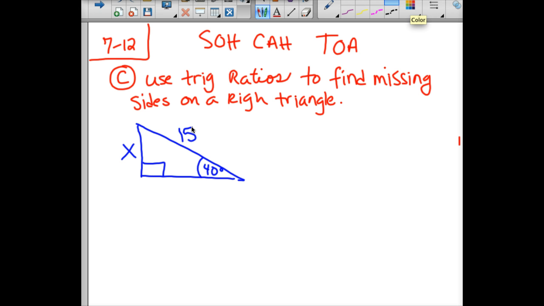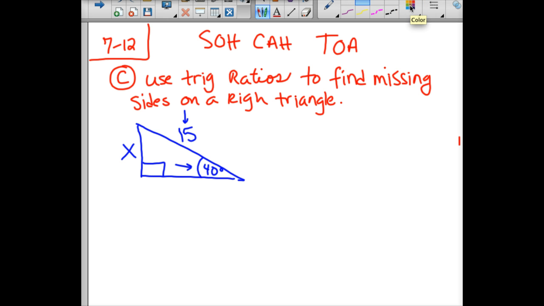The question's going to be, how can I have only one side of a right triangle and be able to figure out the other sides? And the answer is you can't unless you know one of the angles. Now if I know the angles, I can actually go figure out what x is. So let's go see how we do this.